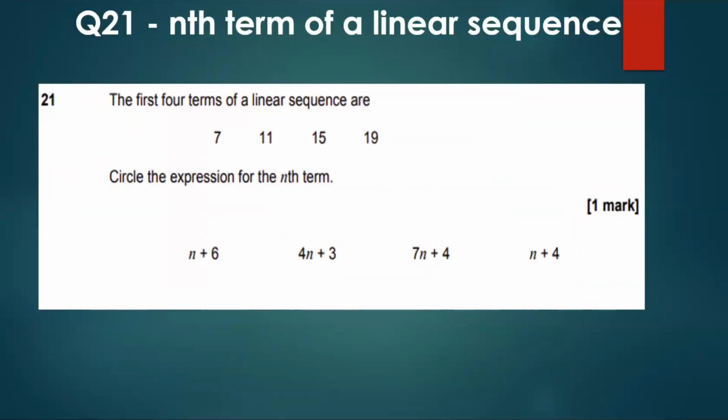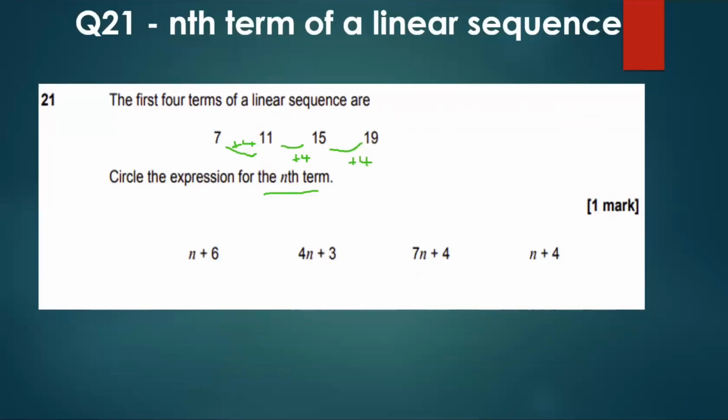The first 4 terms of a linear sequence are 7, 11, 15, and 19. Circle the expression for the nth term. So it is working out a general formula for this sequence. Right, guys, first of all work out the common difference. 7 add 4 equals 11. 11 add 4 is 15, and 15 add 4 is 19. So it's adding 4 each time.